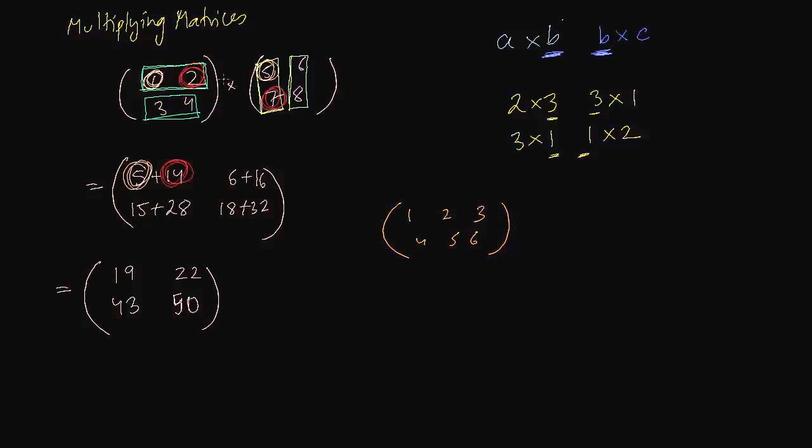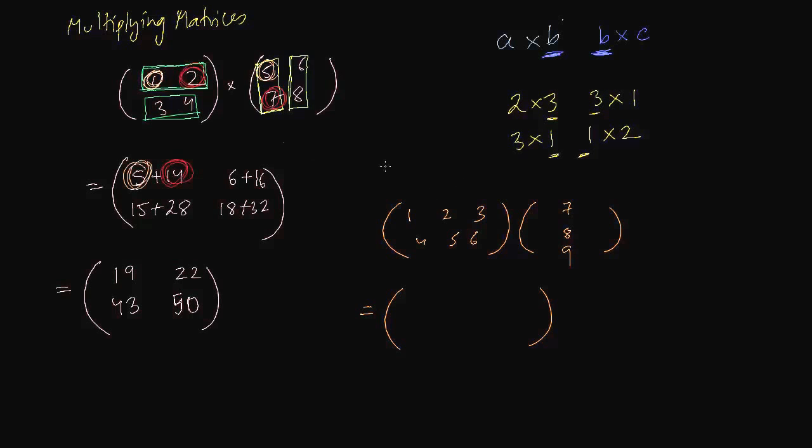Multiplied by, we often don't write this multiplication sign. We just write this bracket. This would be 3 rows, 1 column. So let me write 7, 8, 9. So it has 3 rows and 1 column. This multiplication is of course allowed because the columns of the first matrix match the number of rows of the second matrix.